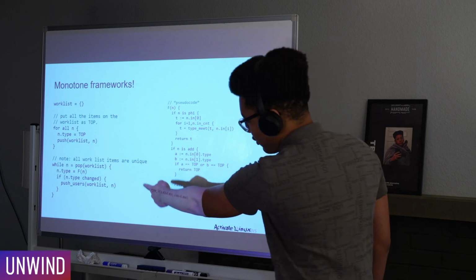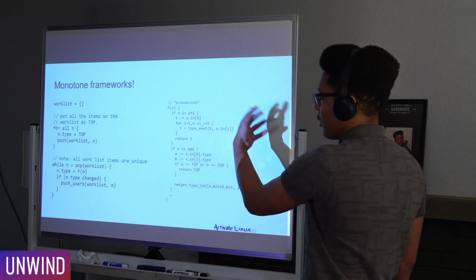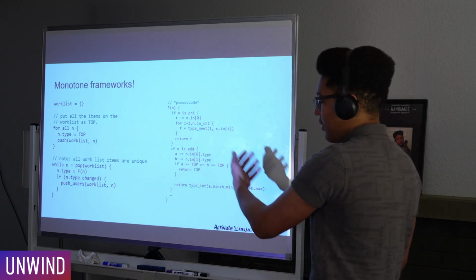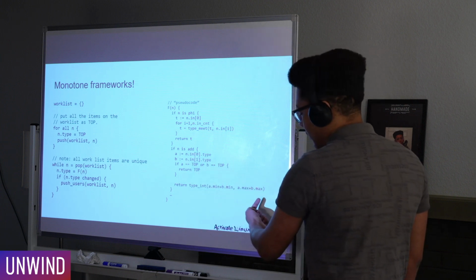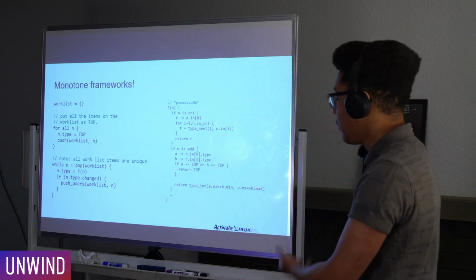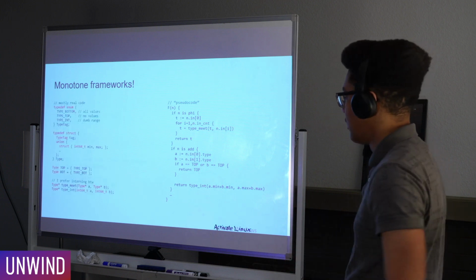And this is because it keeps pushing to the users. So anytime a node changes, all of its users are notified. And thus, later on, once both values are filled in, we can then deduce the minimum and maximum type of the addition. And in which case, we can get some interesting information out of it.